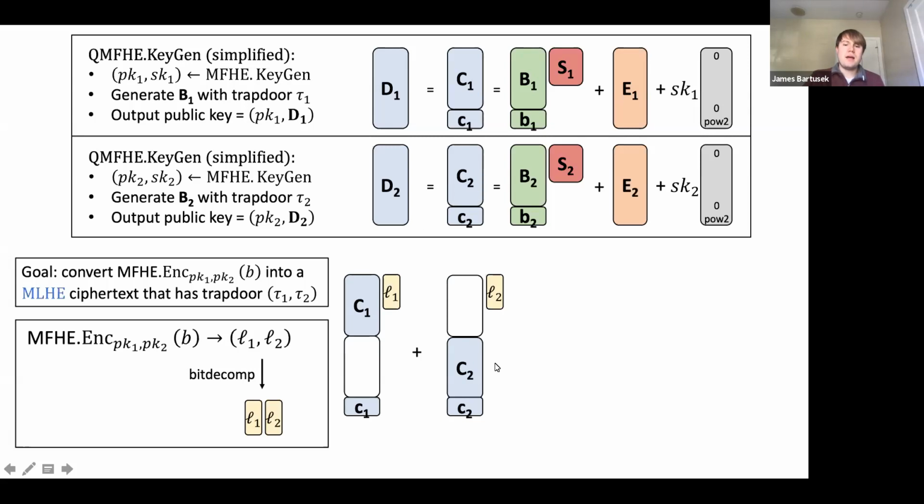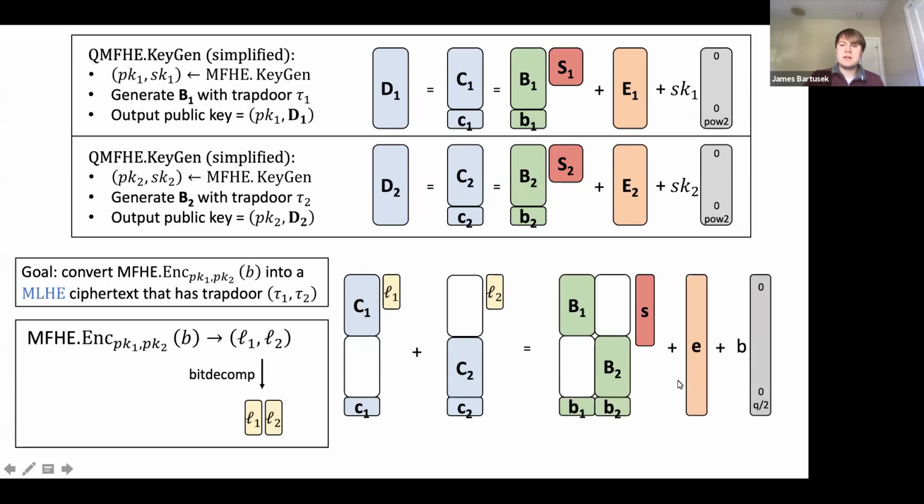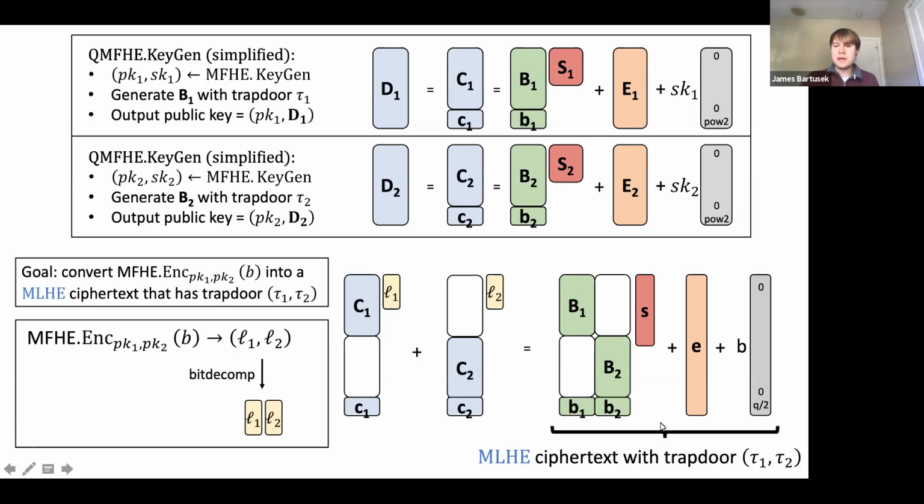And if you work out what this is, you end up with an encryption of the bit B under this ciphertext, which looks exactly like a dual Regev ciphertext, except that its public key has this block diagonal structure. This is what we're calling our MLHE ciphertext. Because of that, you can use this trapdoor tau 1 to recover all of the secrets in the top half here, and you can use the trapdoor tau 2 to recover all the secrets in the bottom half. This is why this thing functions as a trapdoor for this ciphertext. And this is already in dual Regev form, so it can be used directly in the encrypted CNOT operation.